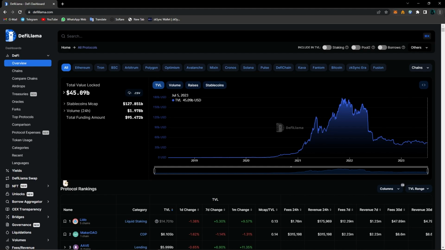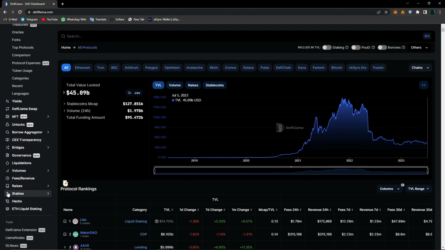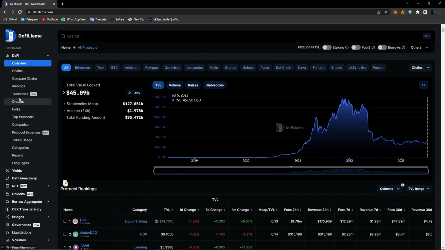So this is going to be a playlist because as you can see on the left, there are millions of different things that you can see and that you can use on Defillama.